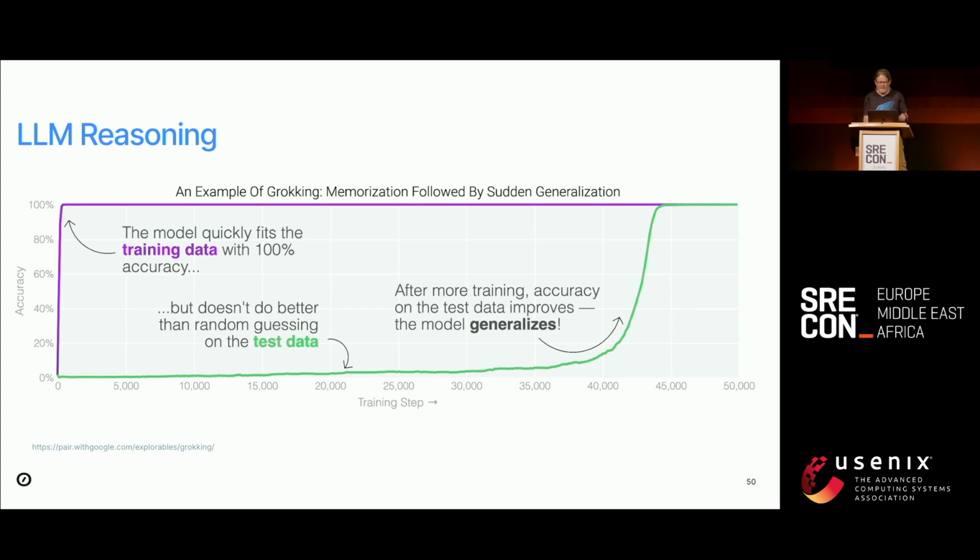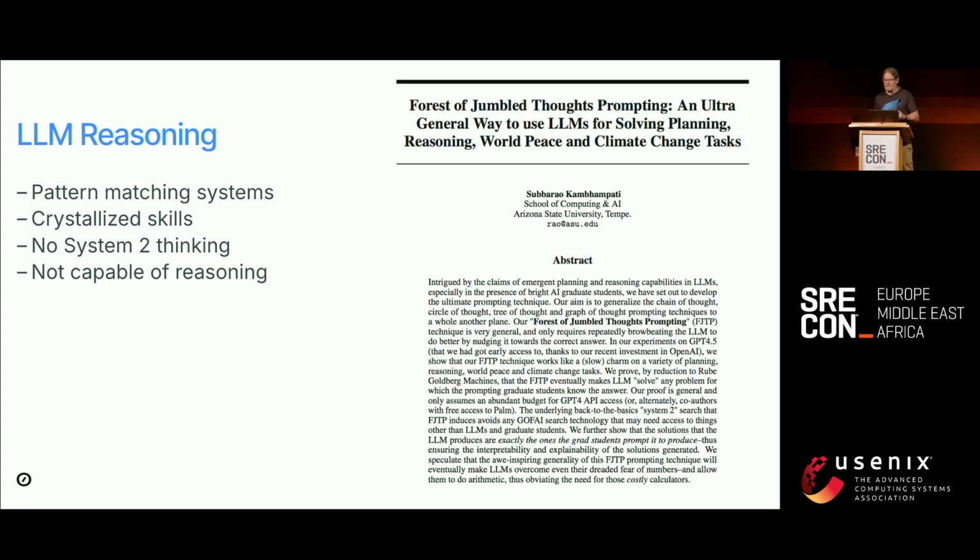Well, it turns out it's not really, and there are two camps here. You've got the forest of jumbled thoughts, where people put out papers to try and mock what people are calling reasoning. And the reason for that is they're just pattern matching systems. Really advanced pattern matching systems that have seen bigger patterns, but their skills are crystallized. They don't learn anything after the point of being trained. They have no system of thinking. They actually aren't capable of reasoning because there's no loop unless you introduce it. So LLM reasoning is not really a thing.